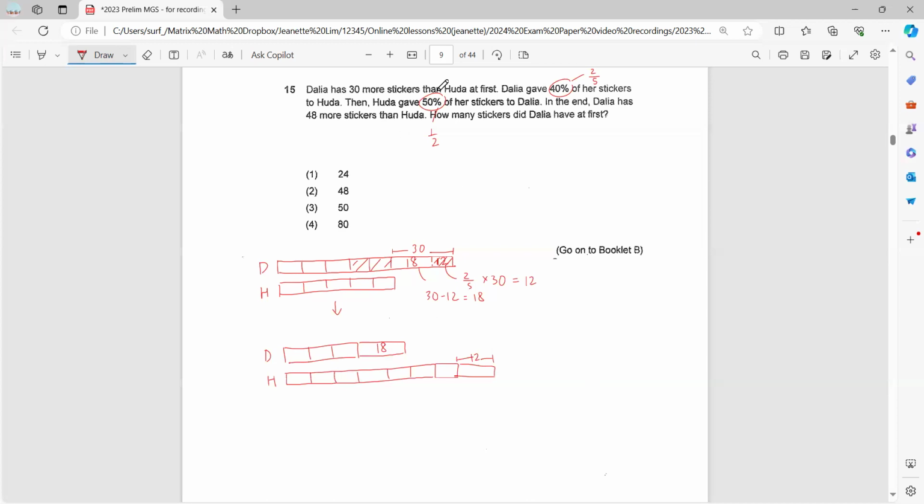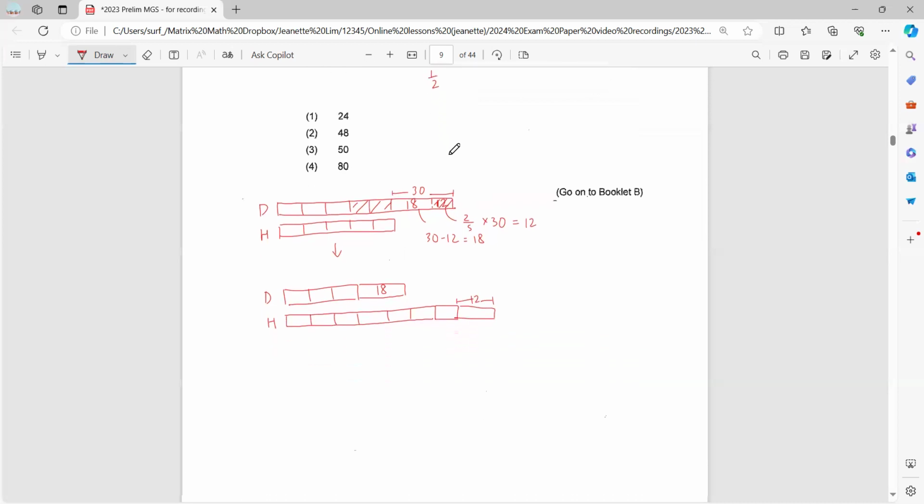So now, Huda gave half to Dahlia. So to remove half, right? Huda has 7 units. To remove half is actually 3.5. So I'll cut everything into 2 units so that I can remove half. So 12 divided by 2 equals 6. This is 6. This is 6. This part is given to Dahlia.